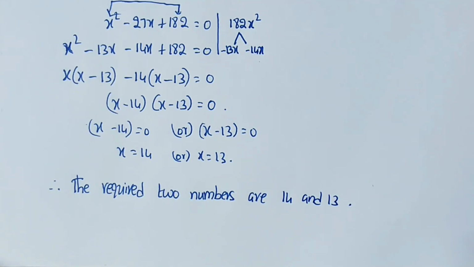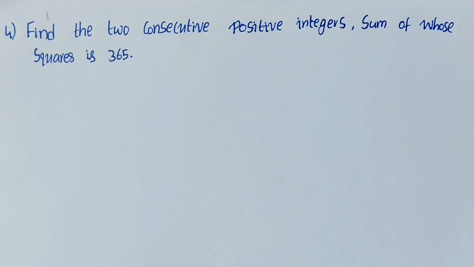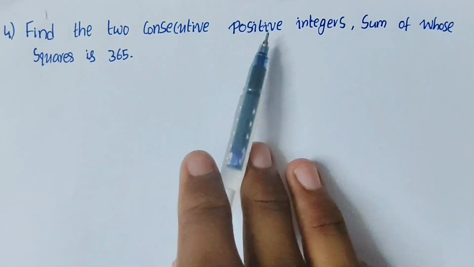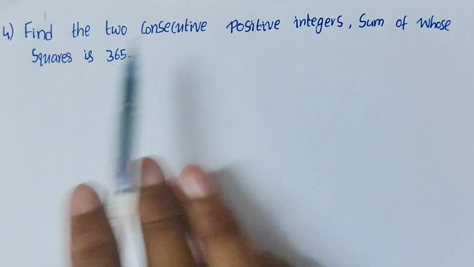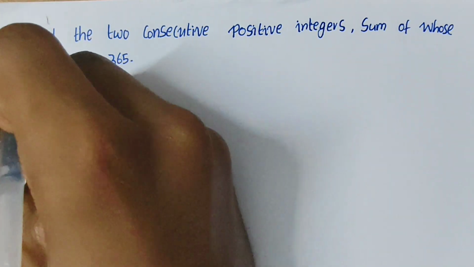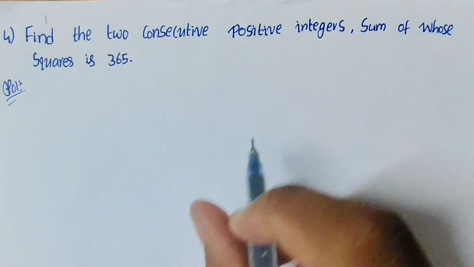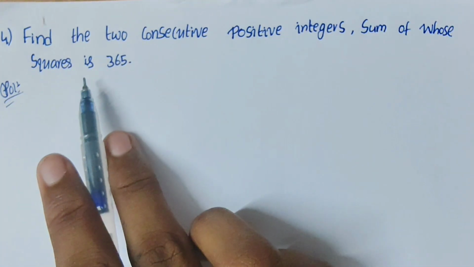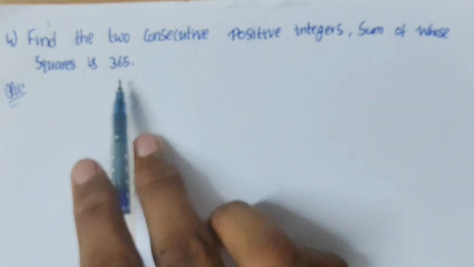Now let's go to the fourth question. The fourth question is: find the two consecutive positive integers, the sum of whose squares is 365. Let us solve it. In this problem we have to find the two consecutive positive integers, the sum of whose squares is 365.